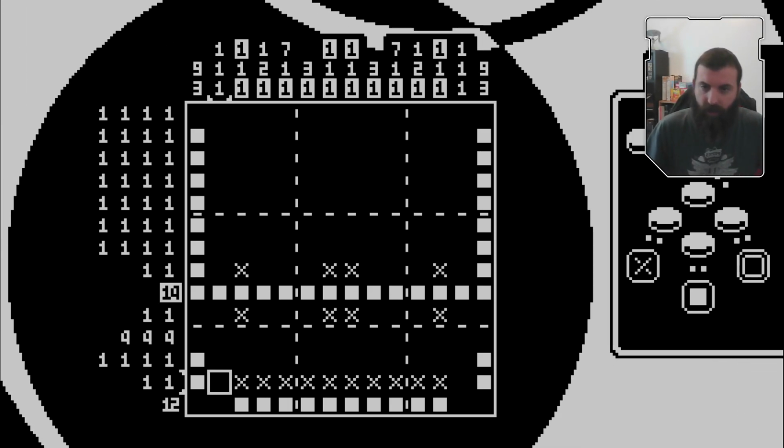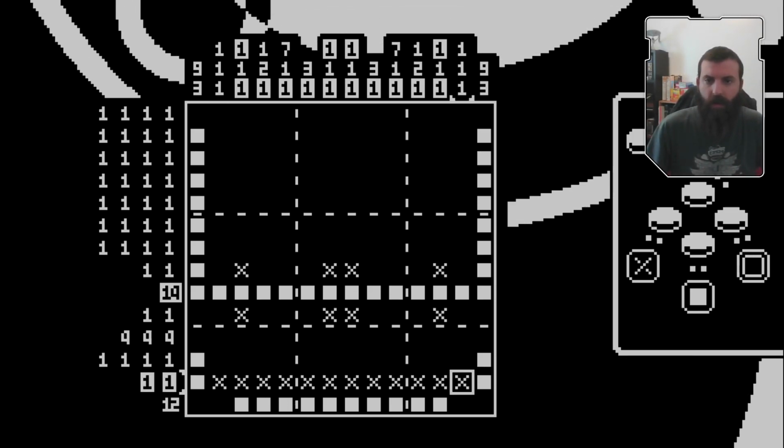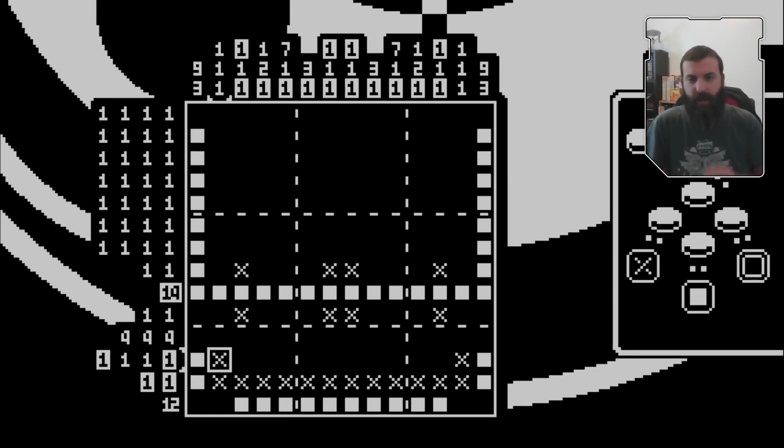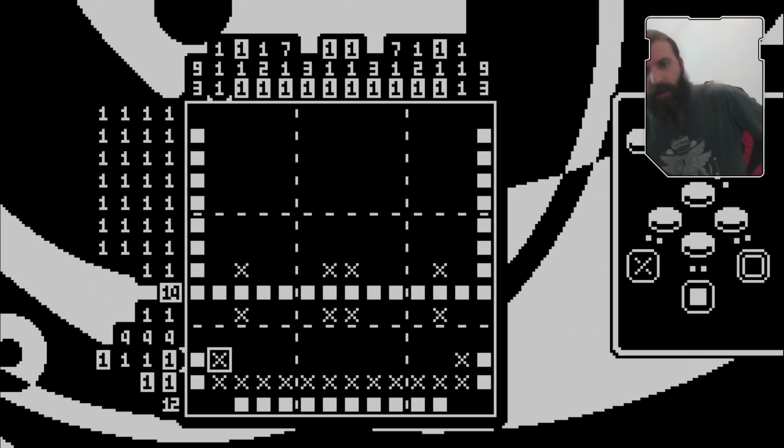But this is good. We can look at this one horizontally and this one horizontally here, and we know that those are going to be blanked out.